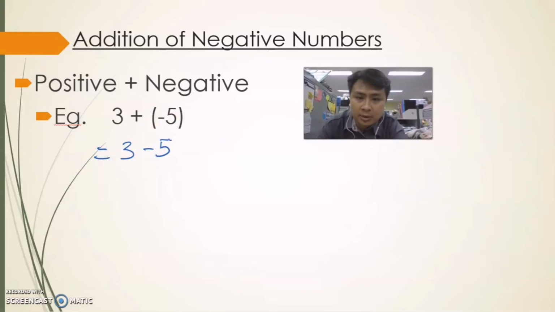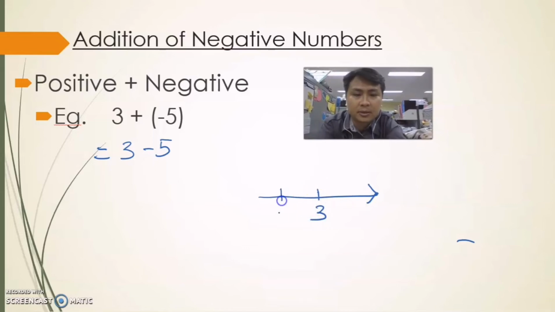What we're going to do now is make use of a number line to help us calculate the answer for this question. If you have a number line and I start off with 3, when we minus 5, do we move left or right? We will actually move to the left. So from 3, we move 5 steps to the left, minus 5.